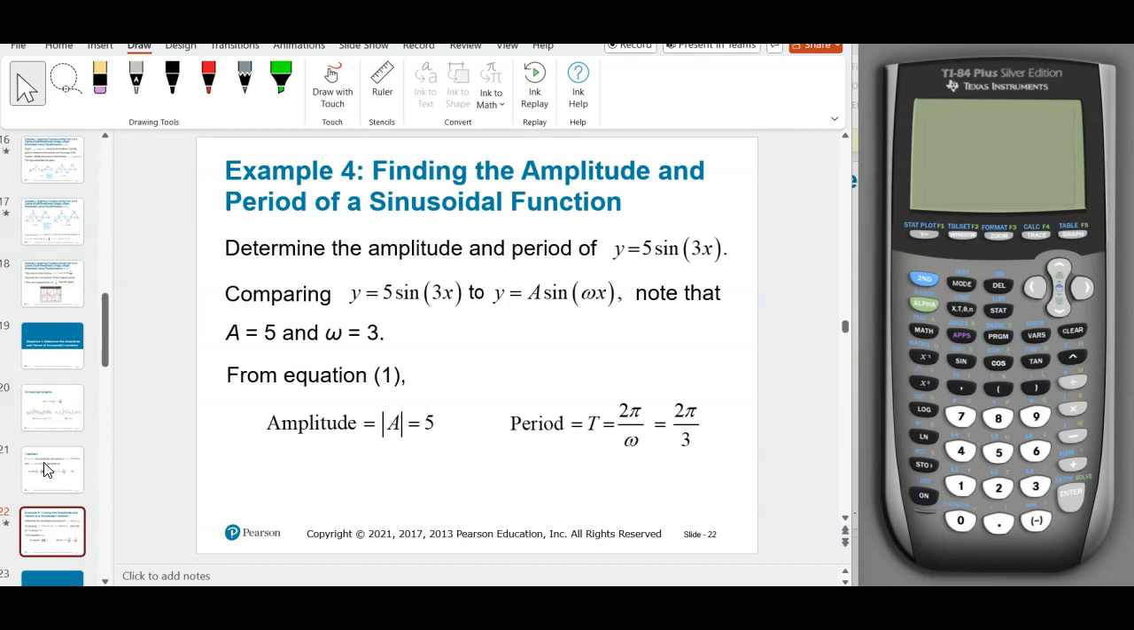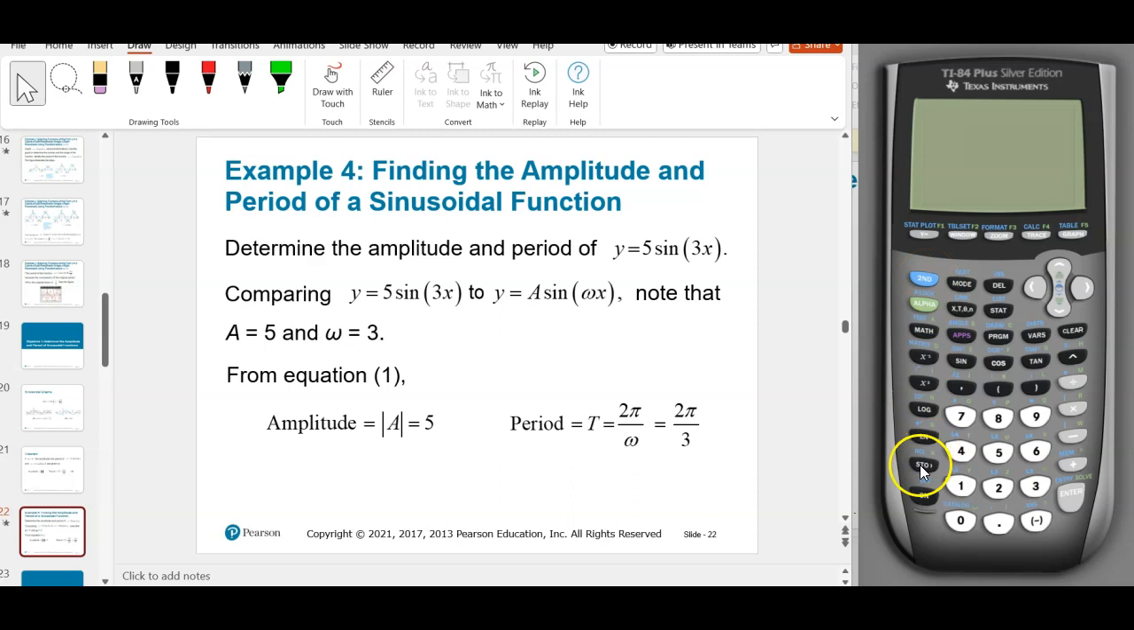All right, let's look at this example with numbers rather than letters. So we've got 5 sine 3x, and we want to find the amplitude and the period. The amplitude is the absolute value of the number in front of sine. So the absolute value of 5 is 5. That's our amplitude. The 3 is the number in front of x, so that means we're going to divide 2 pi by 3. So 2 pi over 3 is our period.